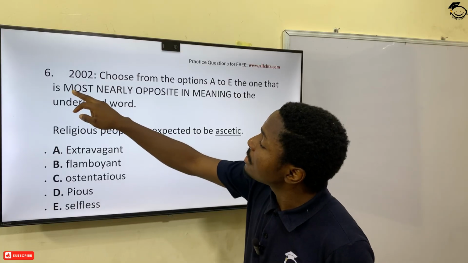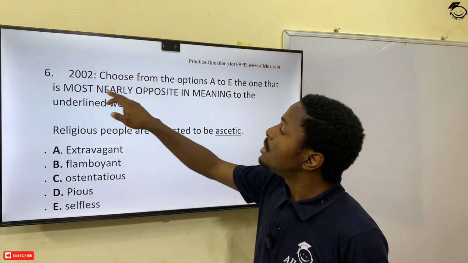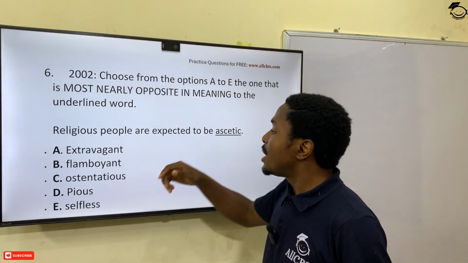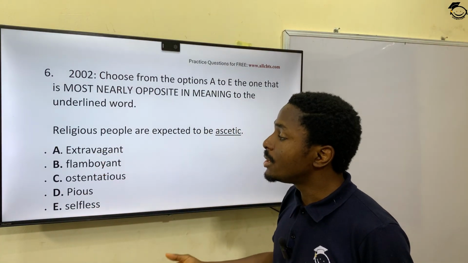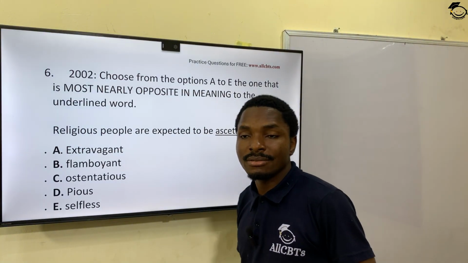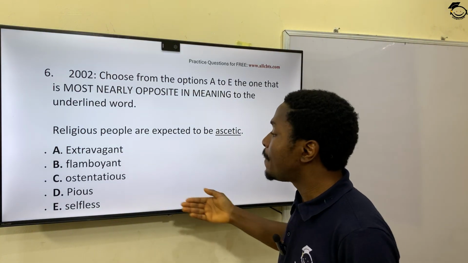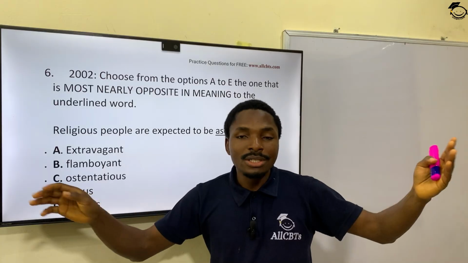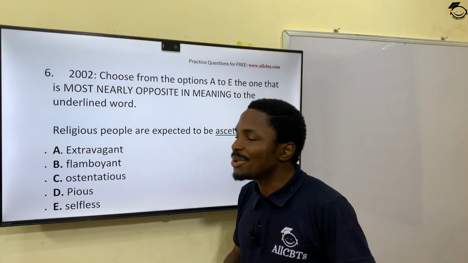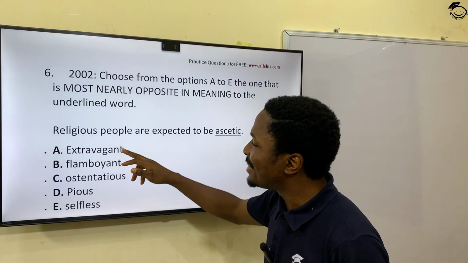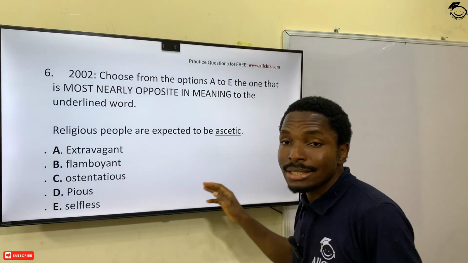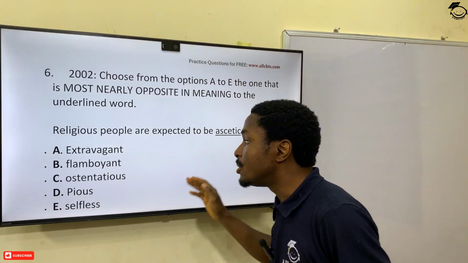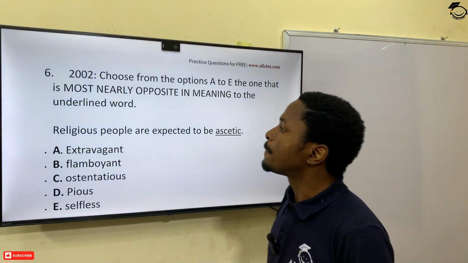Now, but because the question says it should be most nearly opposite, we have to give the opposite of pious, the opposite of modest from this. What will it be? Extravagant. Yeah, meaning that this one spends, this one blows. So extravagant. So religious people are expected to be modest or contained, but this particular person is extravagant.